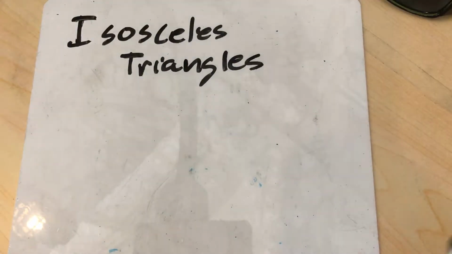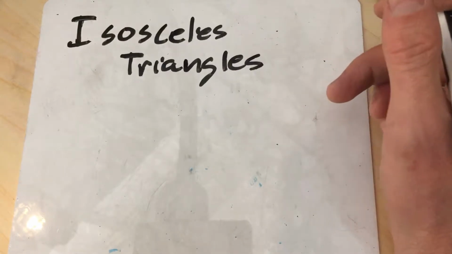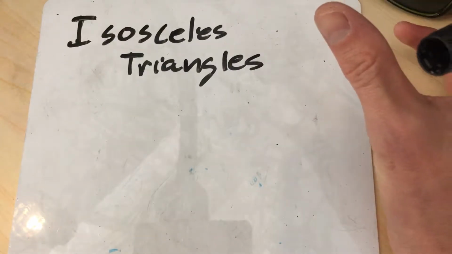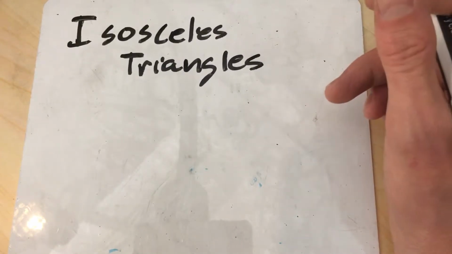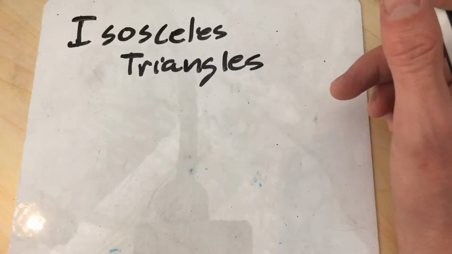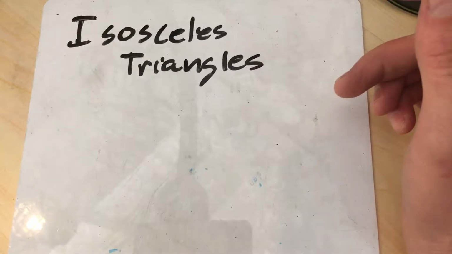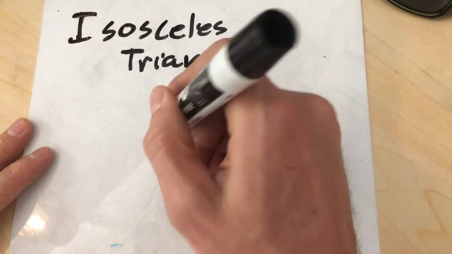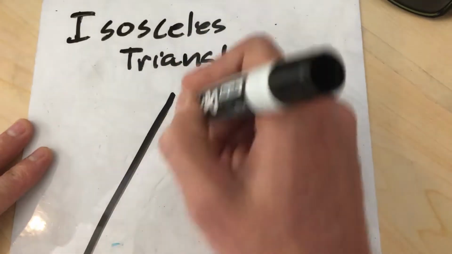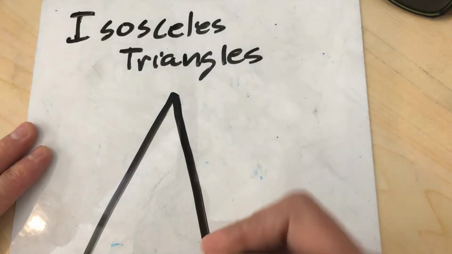We are going to be talking about isosceles triangles. They have some really cool properties that we can start creating some equations out of. So I want to make sure that we have a good understanding of what an isosceles triangle is first. There are some basic things that we can tell from an isosceles triangle.